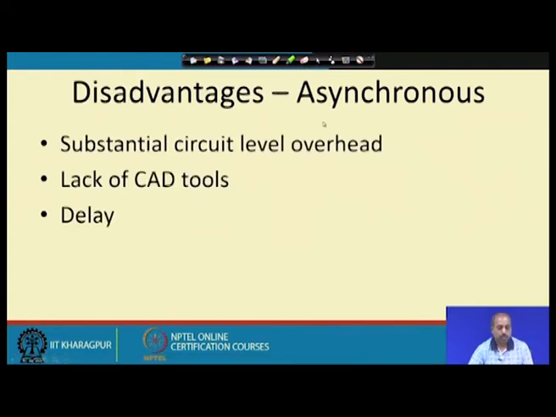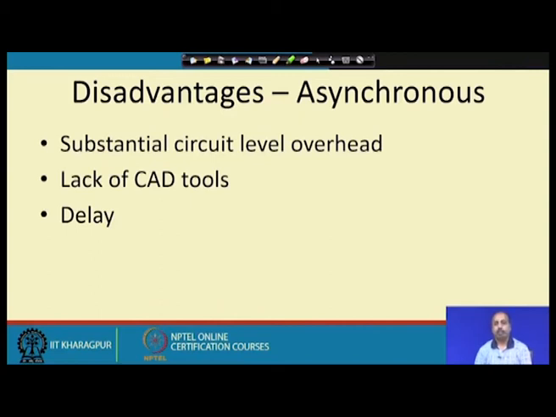Next, the disadvantage of asynchronous systems is the substantial circuit level overhead, because a lot of feedback lines will be running. Since the clock signal is not there, these sequential elements are often realized with combinational elements. As a result there will be a large number of lines running backwards. So, the circuit level overhead is high.